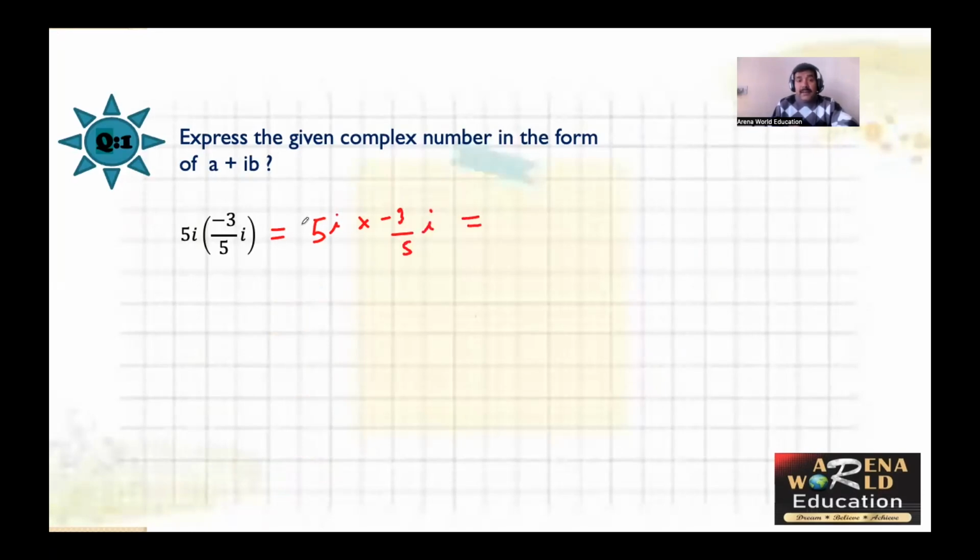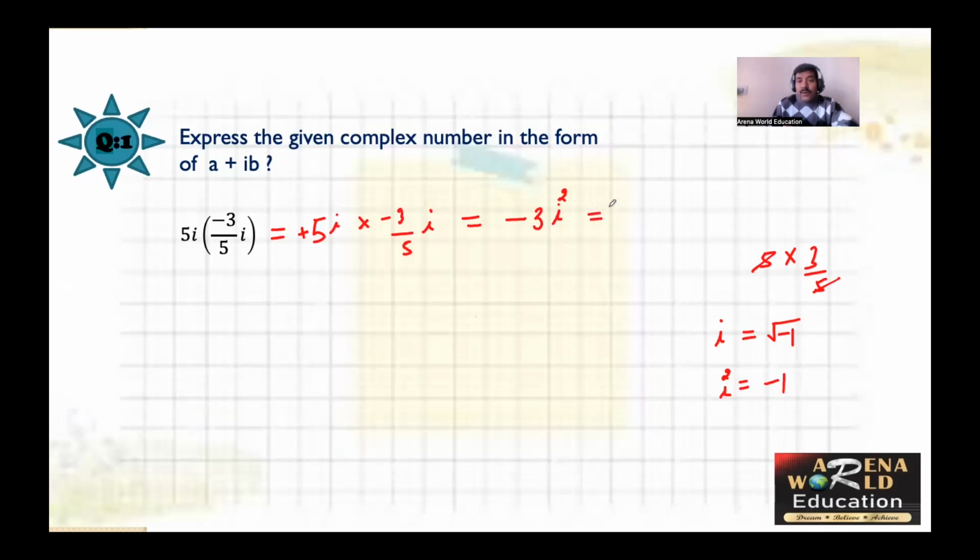Initially, we will multiply plus 5 with minus 3 upon 5. So plus into minus, the sign will be negative, right? And 5 into 3 upon 5, the 5 will cancel out, so we are left with 3 only. Then iota into iota will be iota square, right? We had already discussed the value of iota. Very good. Iota is equal to under root minus 1. And what will be iota square? It will be minus 1.